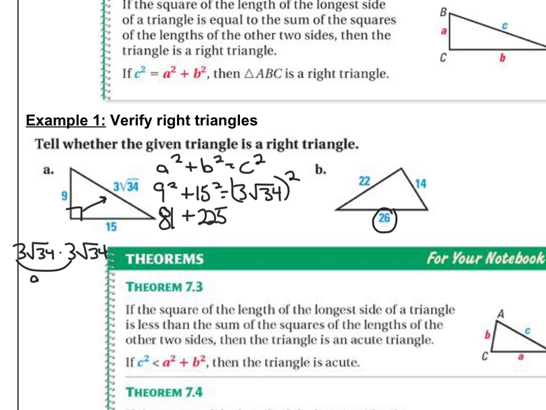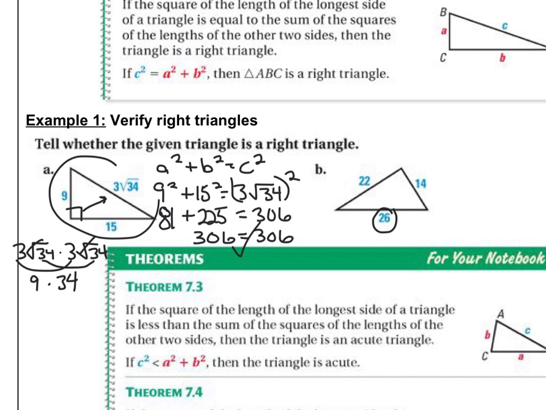Together the 3's would make 9. The radical 34's cancel out the radicals, giving us just 34. So 9 times 34 is 306. 81 plus 225 is 306. So if 306 equals 306, this would be considered a right triangle.